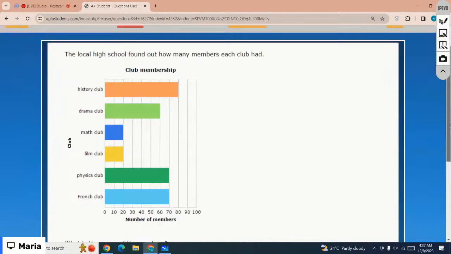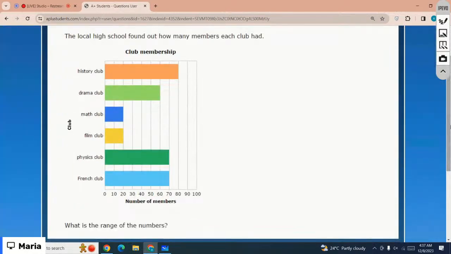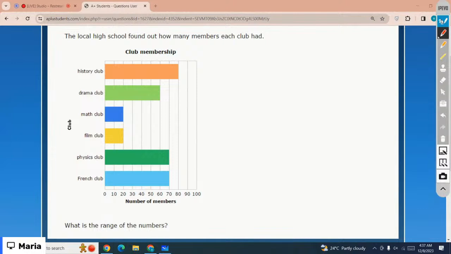You have to calculate the range. How do you calculate the range? Okay, let's just calculate the range of these values. Here is 80, 60. Okay, just calculate the range of the given data.